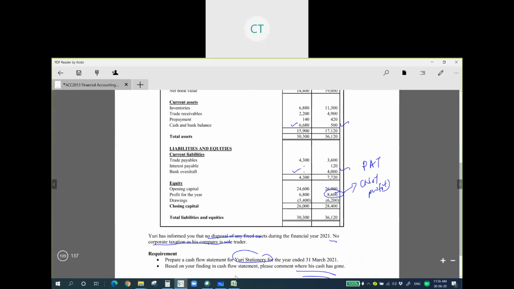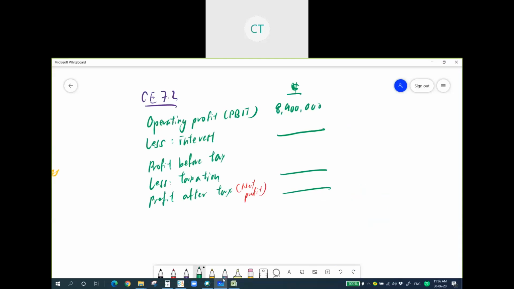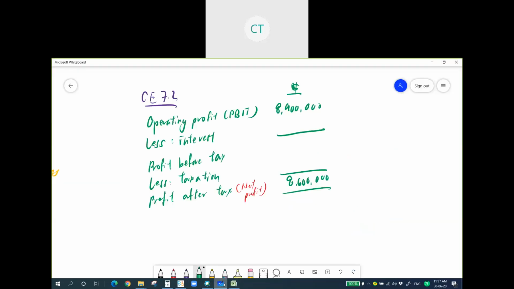We know the profit for the year, right? The net profit is 8.6 million. Alright, so this 8.6 million we will put at the bottom of our working. So let's see whether we have any information for the taxation. Taxation: no corporate taxation as the company is a sole trader. So when we come to here, taxation is 0.